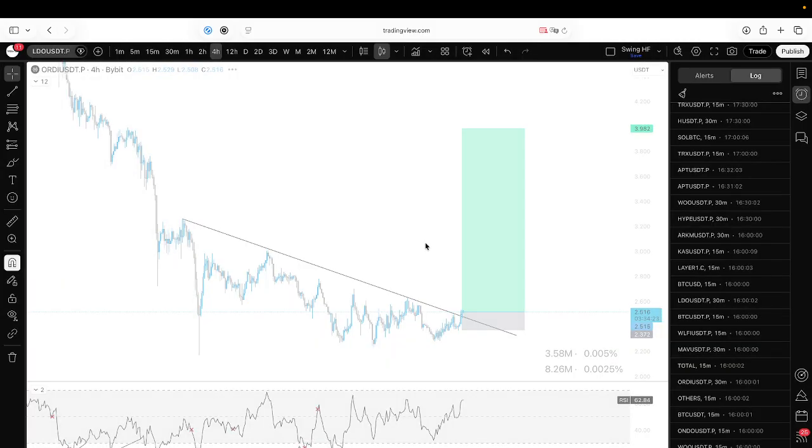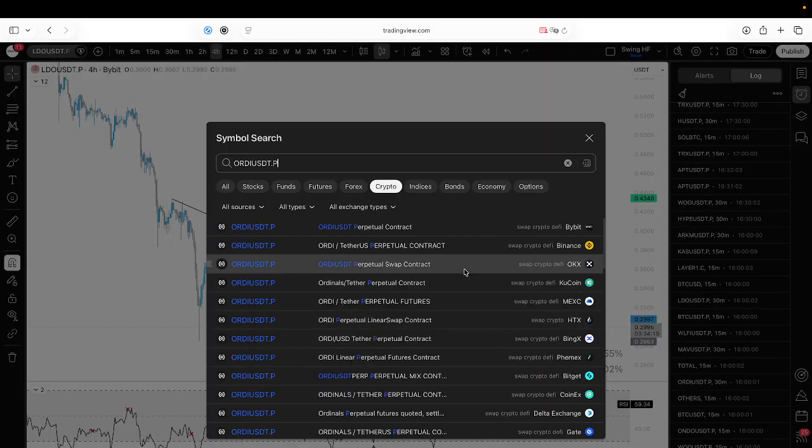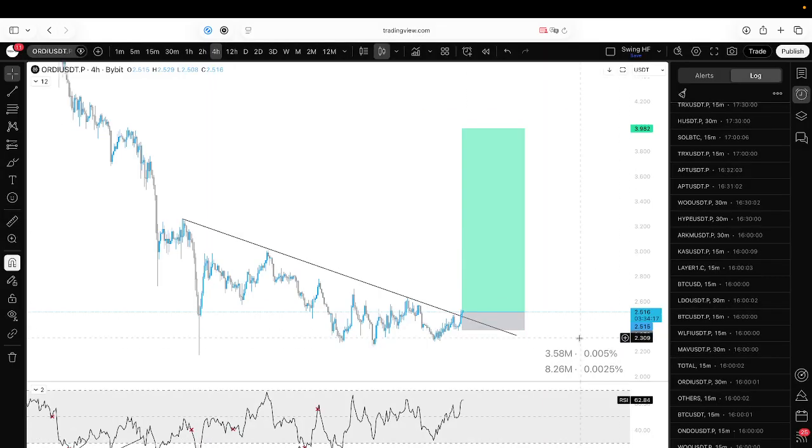USDT. The thing is that, okay, let's start with Ordi, then we see again. Okay, so we saw few stuff. We just have a possible setup on live. What do you think? Let me know if you have any question, guys.